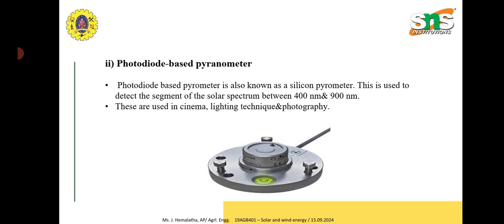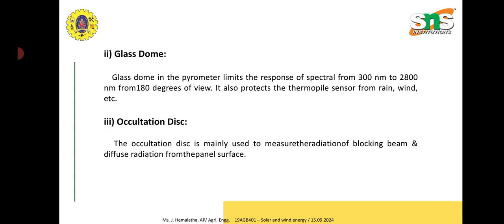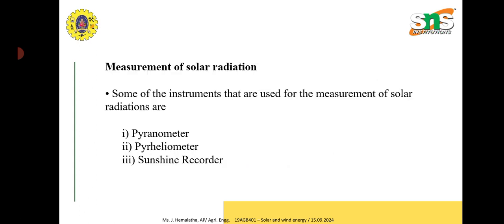And the pyrheliometer measures the direct solar radiation. It measures direct solar radiation by focusing sunlight onto a sensor that detects the intensity of the direct sunlight. Features include a collimator to narrow the field of view, and a thermopile or photovoltaic cell.